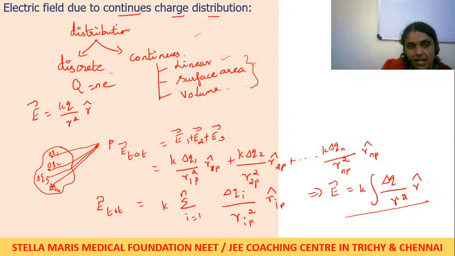If there is a continuous charge distribution, we have considered the irregular shape for that, so the electric field will be this one. Now we will write this electric field formula for the linear, surface area and the volume. Have you all understood this one, or do you have any doubt? If you have any doubt, tell me in the chat box.